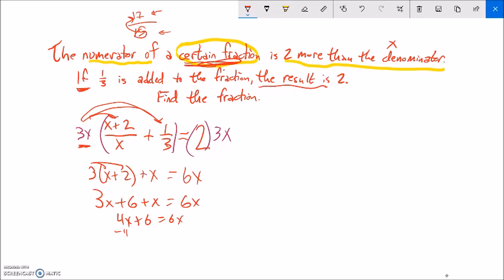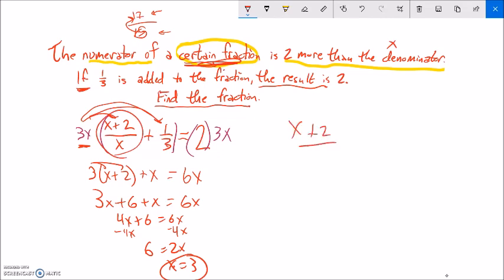And subtract 4x from both sides. Still solving. Divide by 2. Looks like x is 3. Now, I found out what x is, but I haven't answered the question yet because the question is find the fraction, my certain fraction. Remember, that was this.